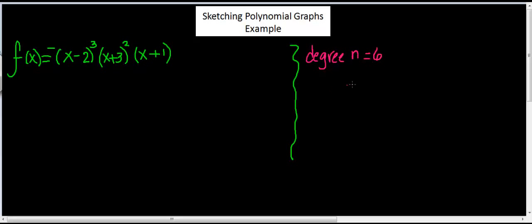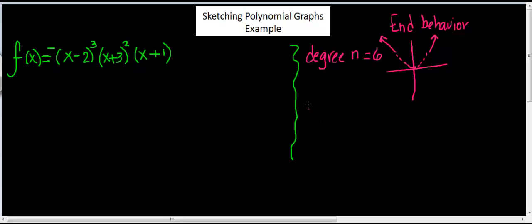The next thing you do is you determine if your degree is even or odd. 6 is even. So this is a degree 6, which means it's an even degree. Why do I want to know that? That helps me determine my end behavior. When I have an even degree, the end behavior of this polynomial is going to mimic the end behavior of a parabola.